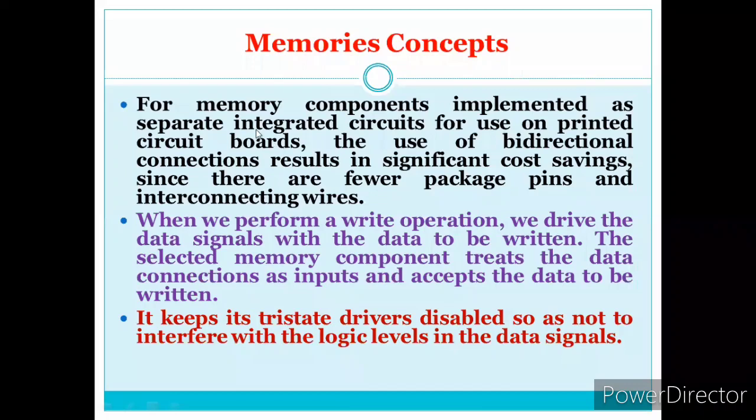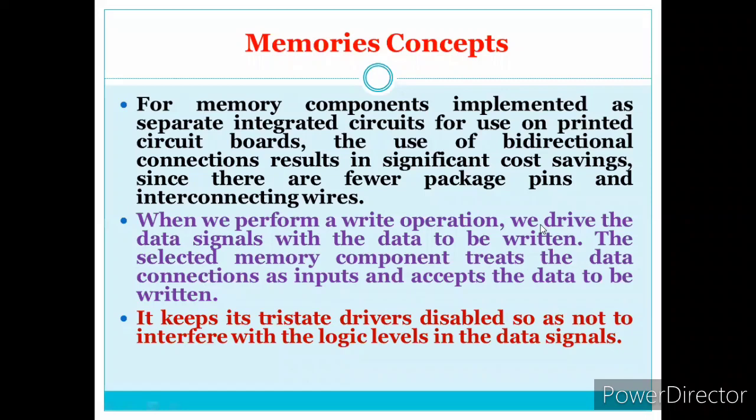The same thing has been explained. For memory components implemented as a separate integrated circuit for use on the printed circuit board, the use of bidirectional circuits results in a significant cost saving. What happens when we design the bidirectional? We avoid the output multiplexer, which will improve the performance, reduce the area, and reduce the cost, which is most important in our design.